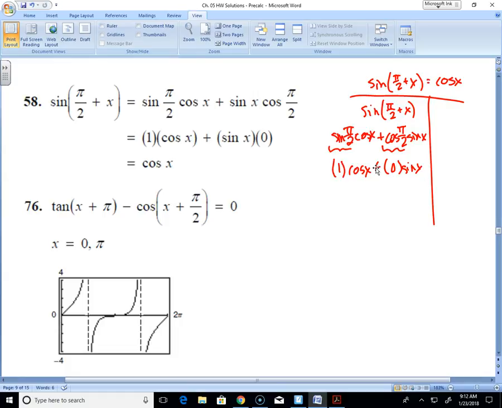Do I need tangent? No. So I know sine is 1, cosine is 0 at 90. Plug and chug. 0 times anything is 0. I'm left with cosine, and that's who I wanted. Done, done, done. Put a check, QED, shade a box, or draw what we're saying.